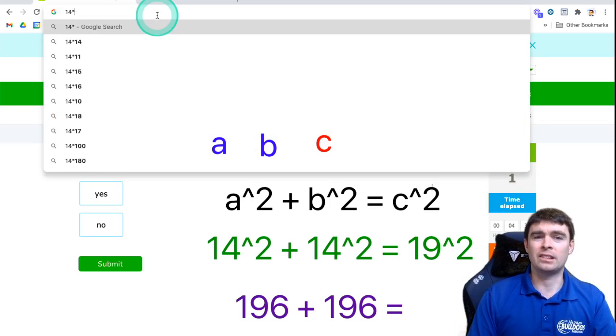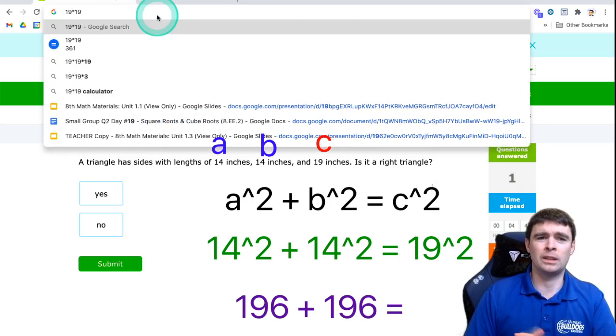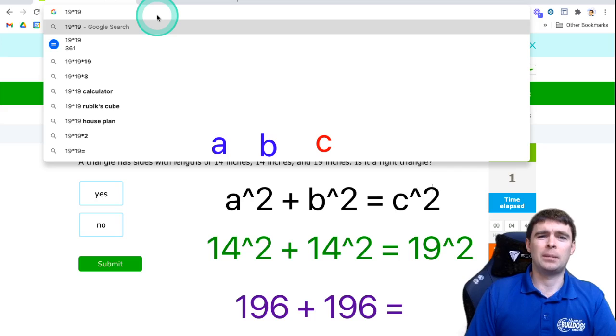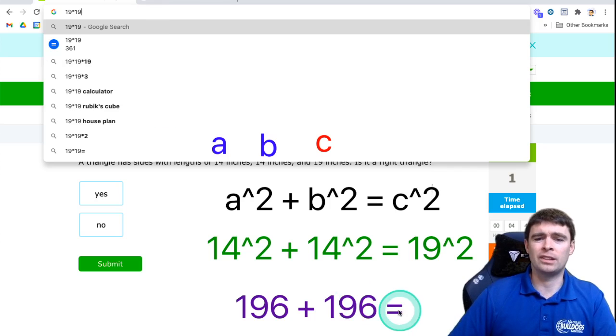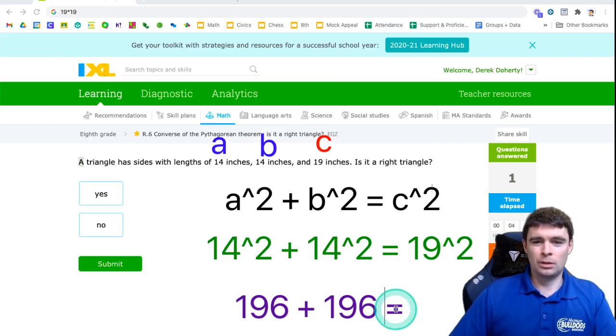That is 196, and I can also do 19 times 19 to see what we get there. 19 times 19 gives us an odd number, 361.